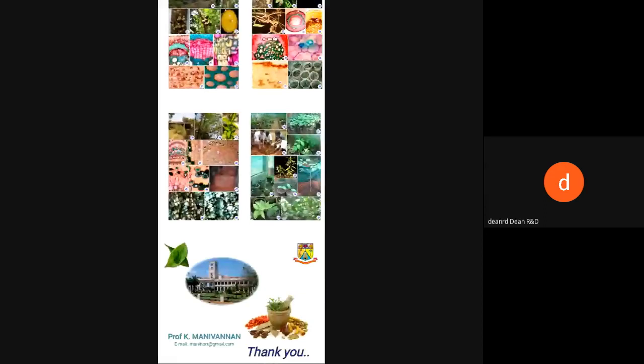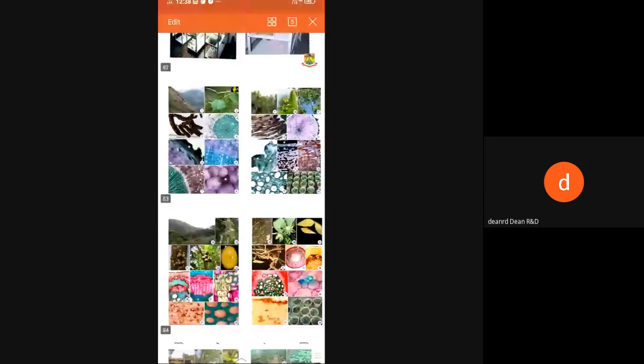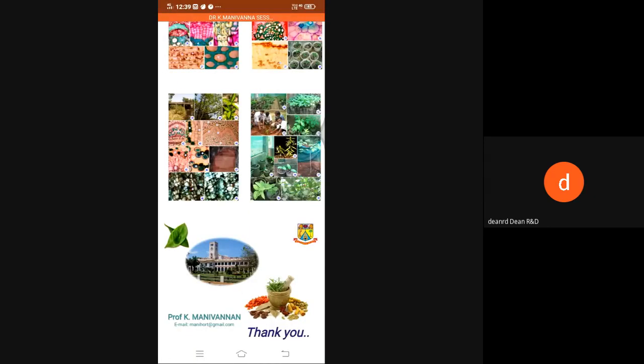So I wanted to give a small picture about the rare, endangered and threatened medicinal plants of South India, where we have done the work under the network project along with other associates from various institutions. Thank you. Thank you very much.